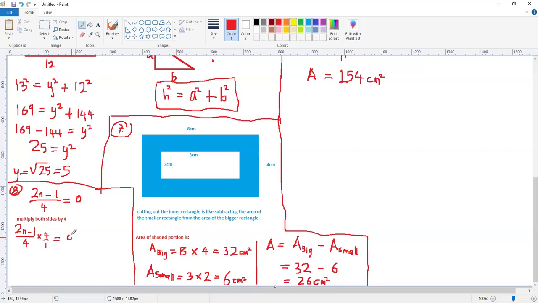And then on the right hand side, you have 0 times 4, which we all know is going to give you what? What's 0 times 4? 0. Thank you very much. It's 0. So the 4 has cancelled itself, which is why we have to multiply both sides by the denominator. Alright, so now we're left with 2n minus 1 equals 0.